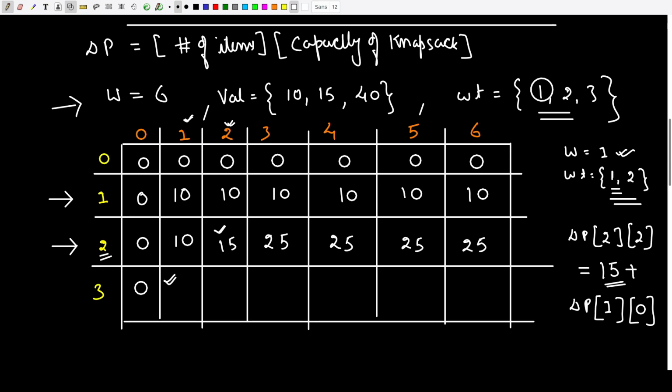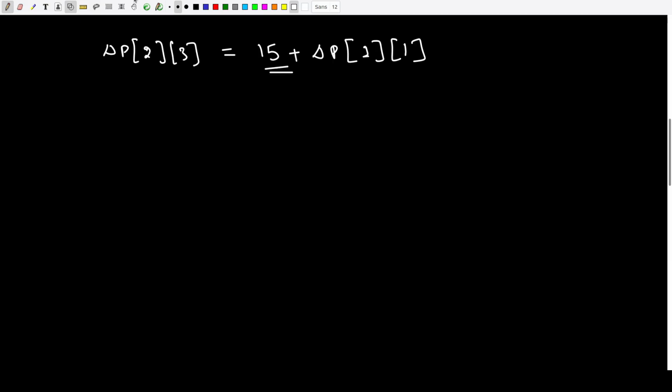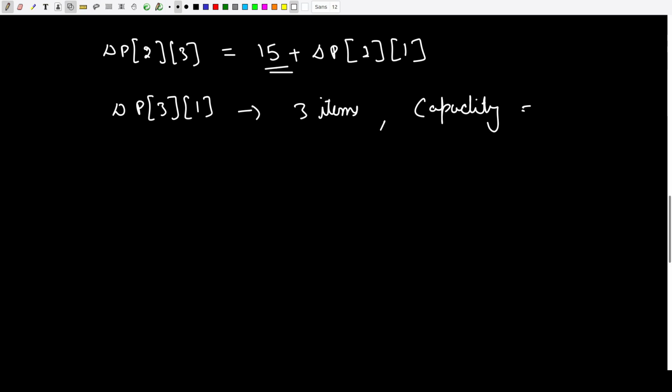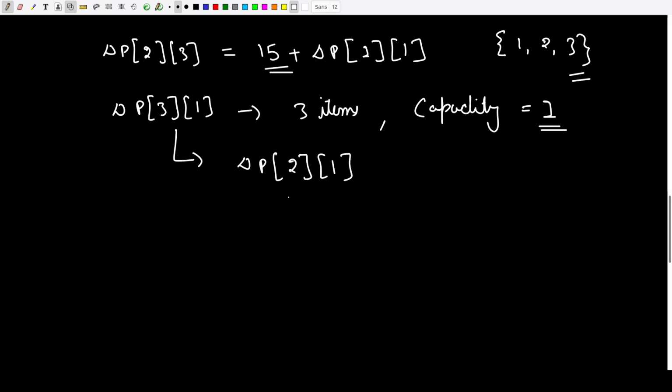Now let us look at this case. So we want to solve for dp of 3 comma 1. This simply means we have 3 items and the knapsack capacity is 1 unit. And the 3 items which we have are of unit 1, 2 and 3. So for this problem, as you can see, it is not possible to put item 3 in the knapsack because the weight of item 3 is 3 units and the knapsack capacity which we have is 1 unit, because of which the solution of this problem simply translates to dp of 2 comma 1, since it is not possible to put the third item into the knapsack.